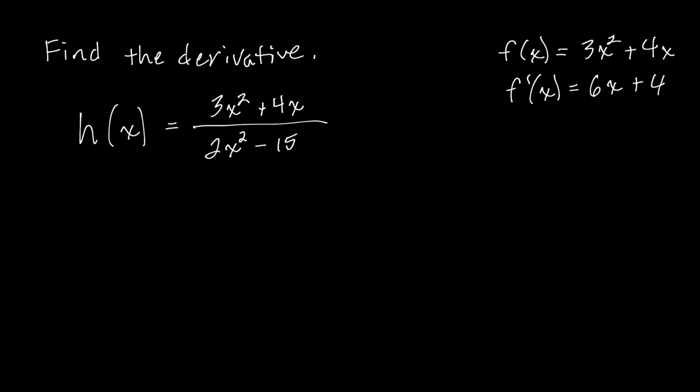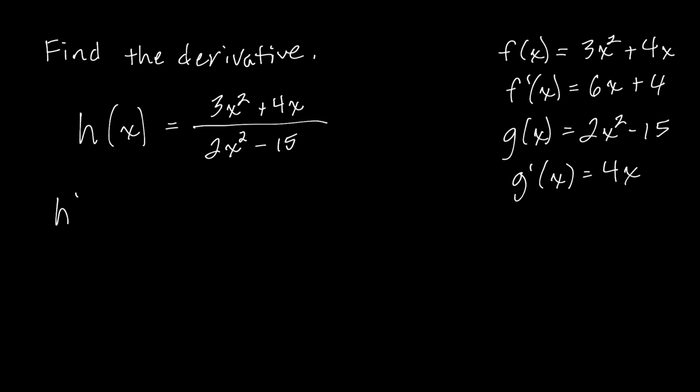Next, let's look at the denominator. This is my g of x. So g of x is equal to 2x squared minus 15. So that means that g prime of x is equal to 4x. And that is it. So now I'm going to make my substitutions.